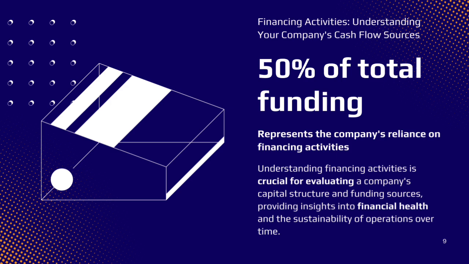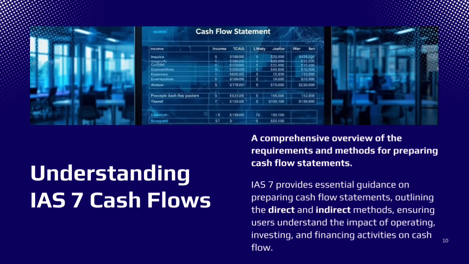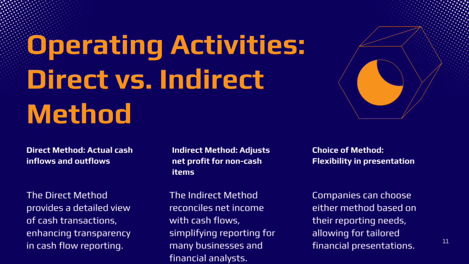When reporting the all-important operating activities, IAS 7 gives companies a choice between 2 formats: the direct method and the indirect method. The direct method is simpler. It lists the major classes of gross cash receipts and gross cash payments, like cash received from customers and cash paid to suppliers. It is generally considered more informative, and IAS 7 encourages its use.